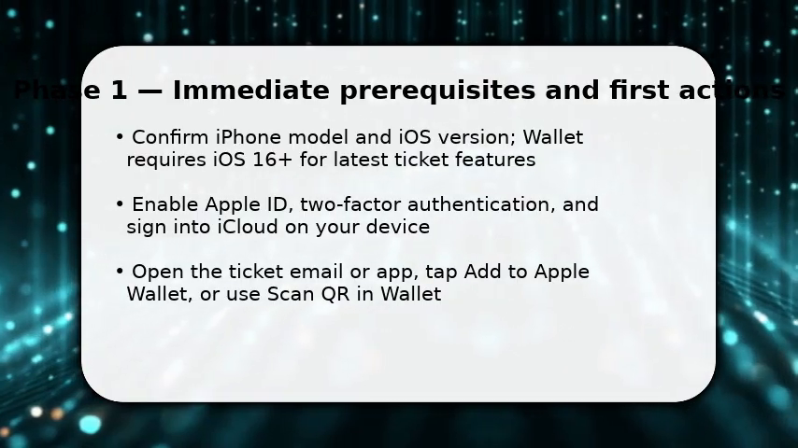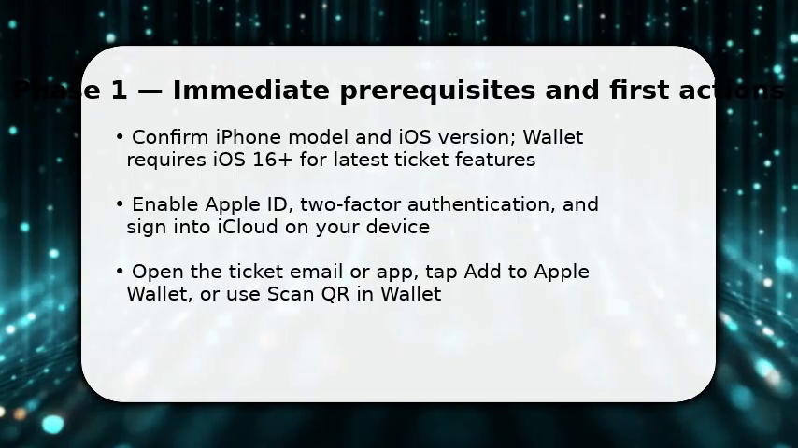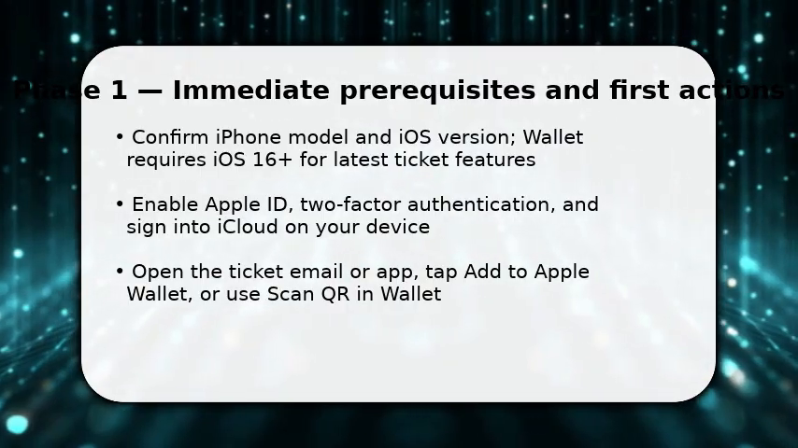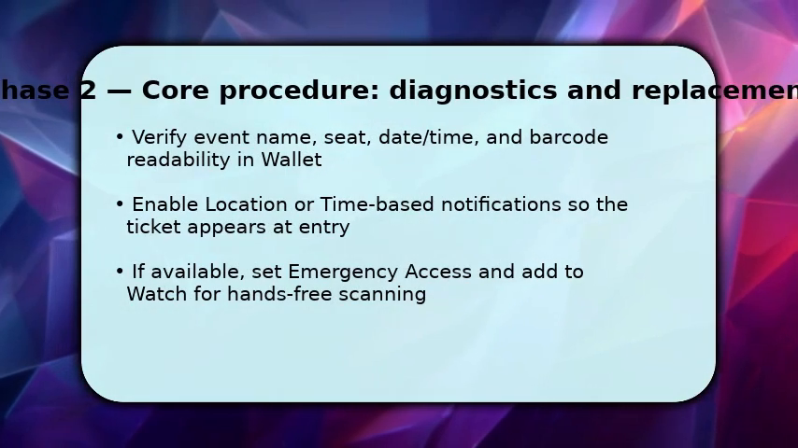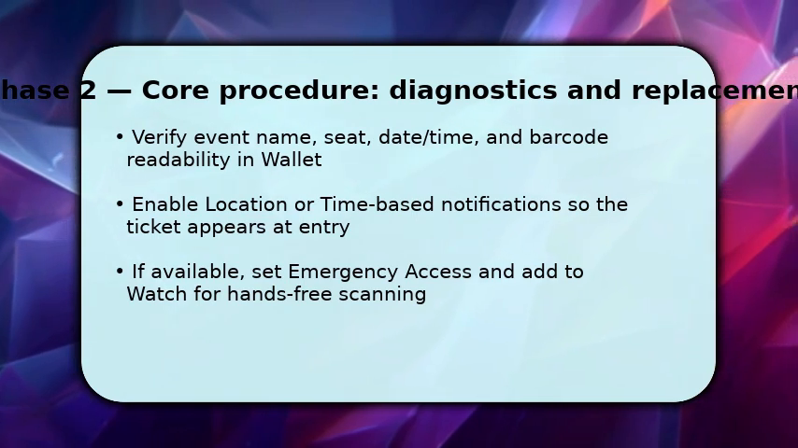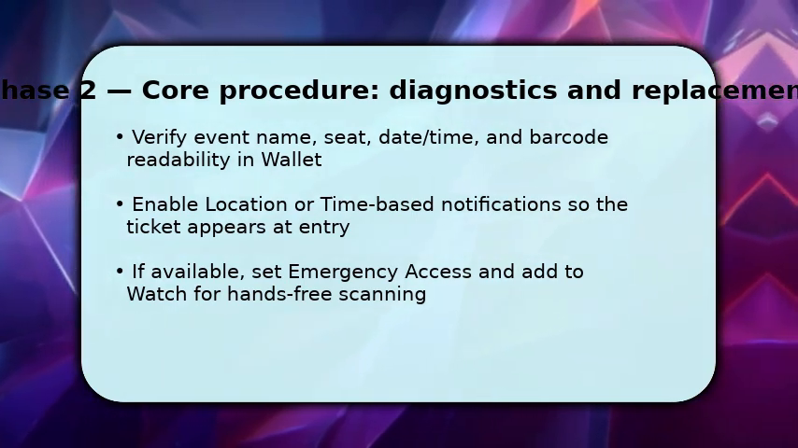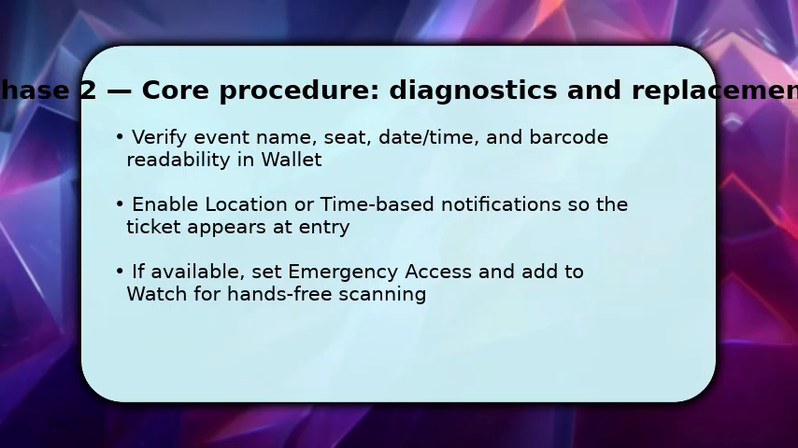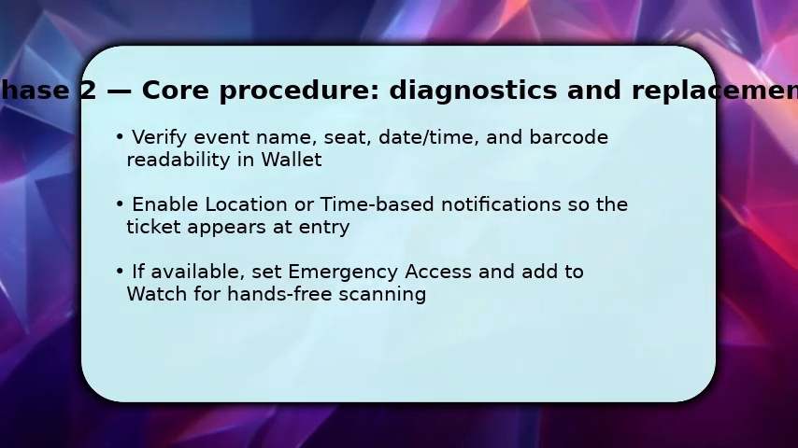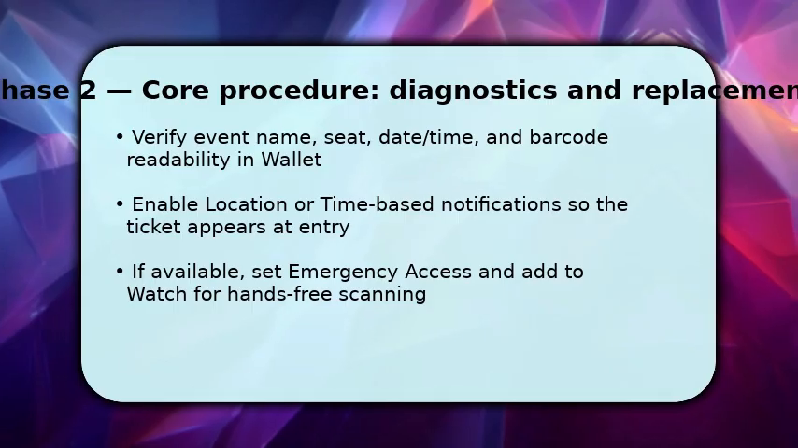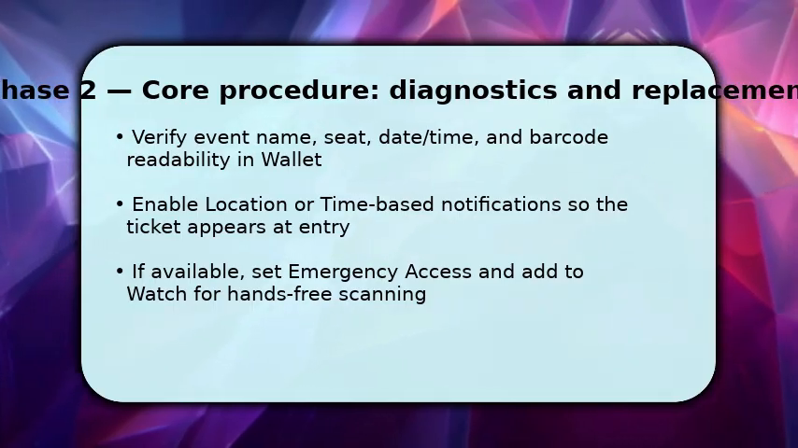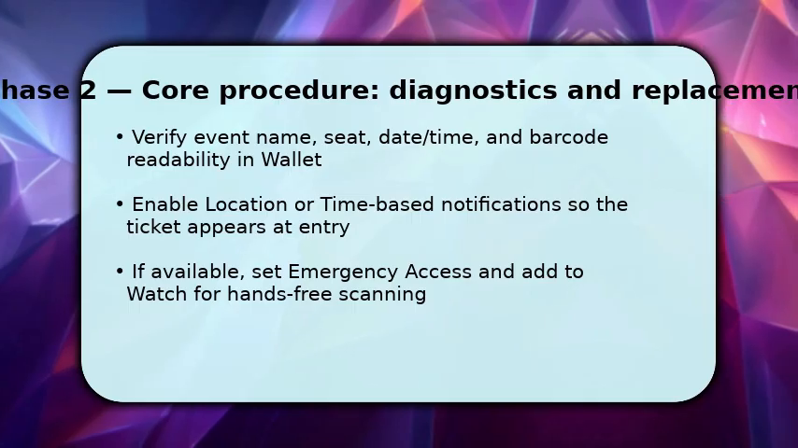This initial action registers the pass to your device and links it to your Apple ID for syncing. After adding the pass, inspect its details so you don't run into surprises at the door. Make sure the barcode or QR is sharp and that the seat, date, and venue are correct. Blurry images fail scanners. Next, enable the relevant notifications, location, or time, so the ticket surfaces automatically when you arrive.